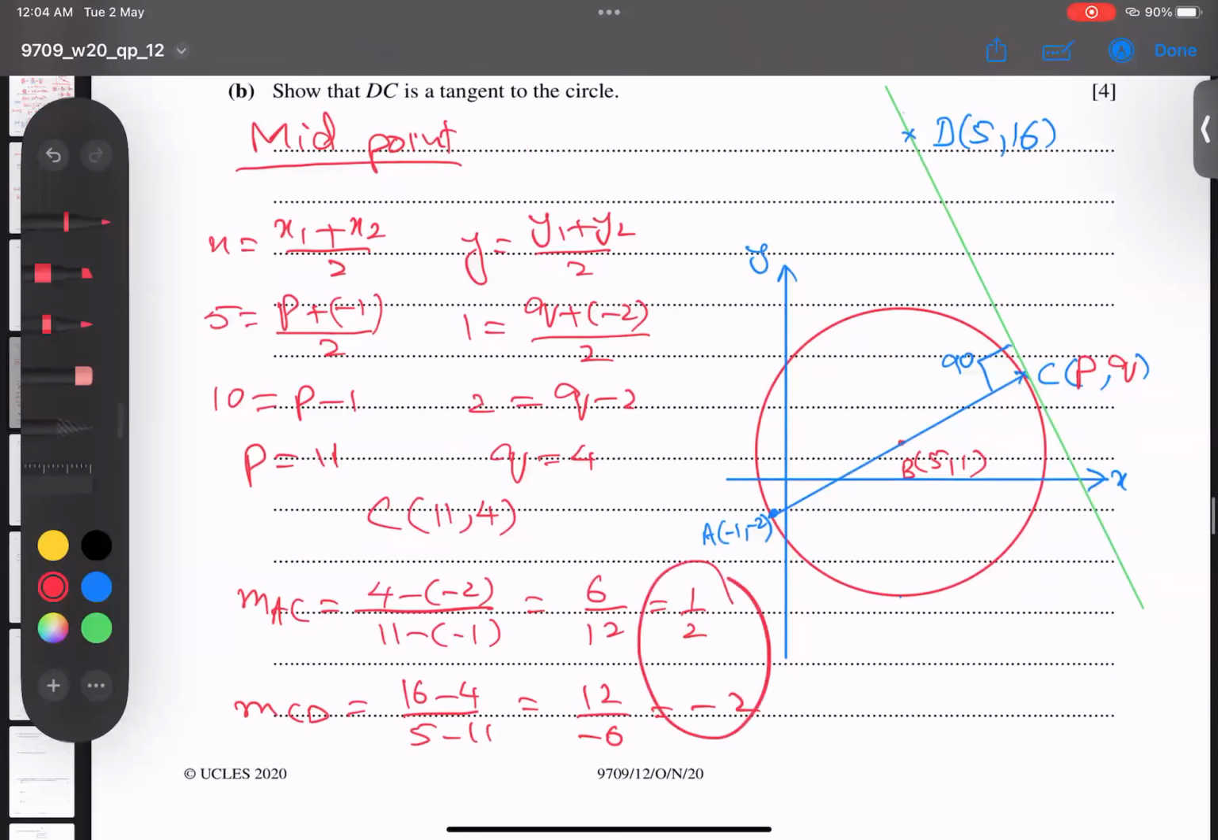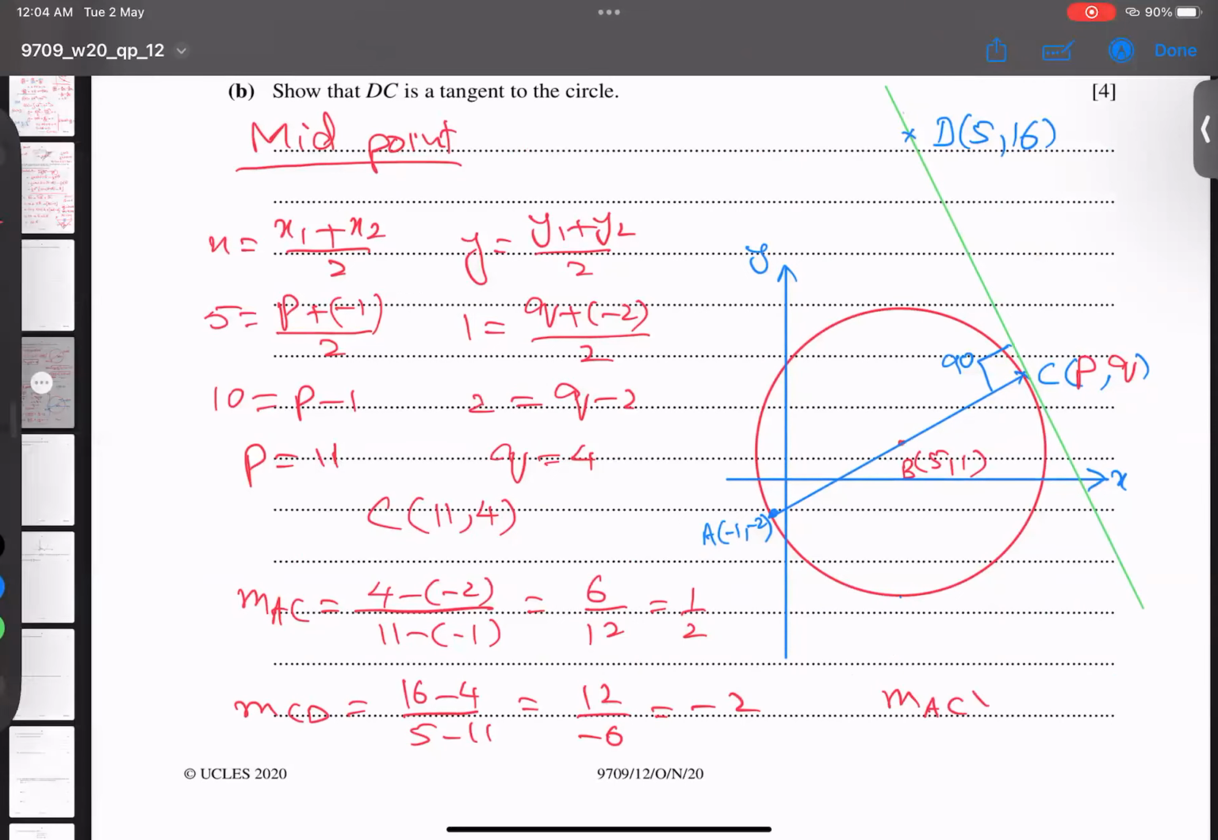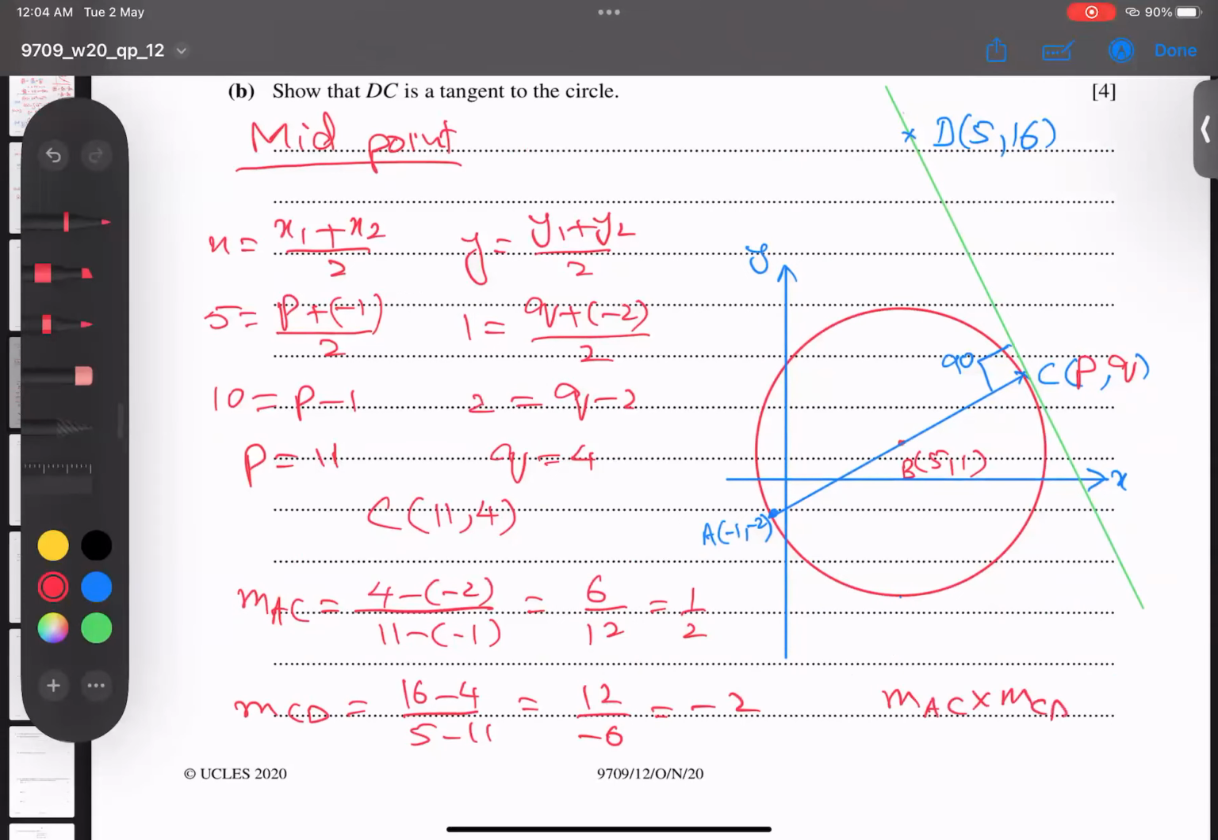Now, if the product of them is 100% 90 degrees. So that product of the AC gradient into the gradient of CD, what is it coming to? Look, I'll show you by working. It is coming to what here, students? The AC gradient is a half, into -2, becoming -1. Hence tangent. Hence DC is a tangent.